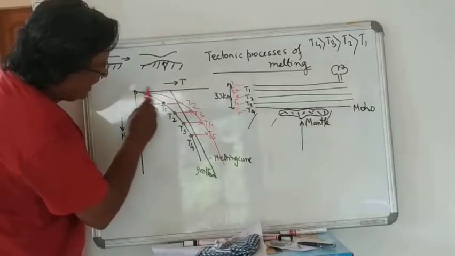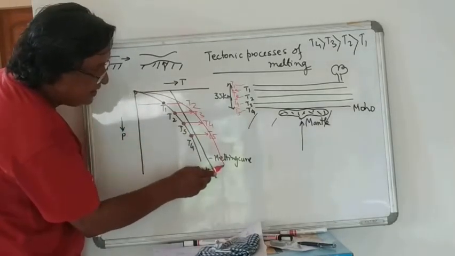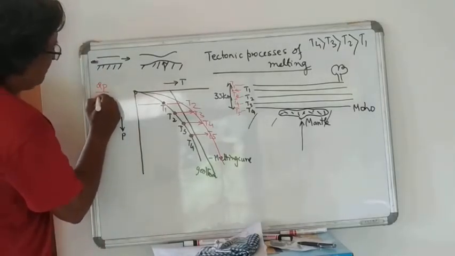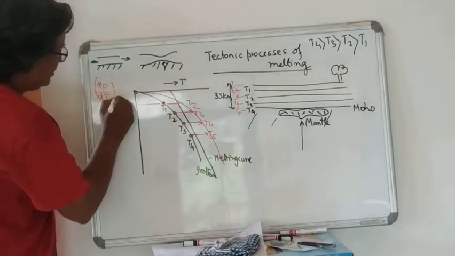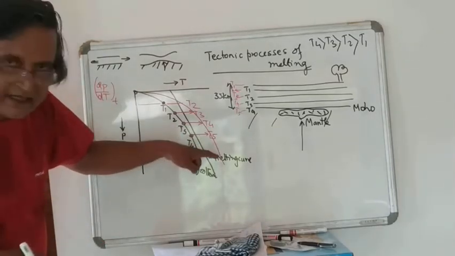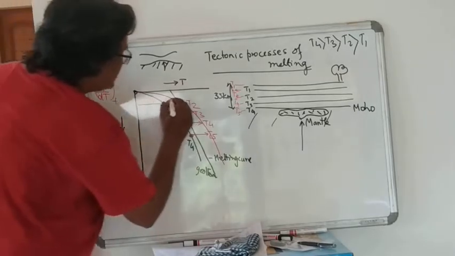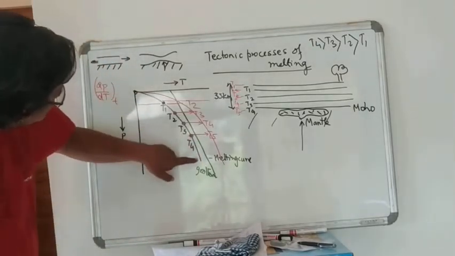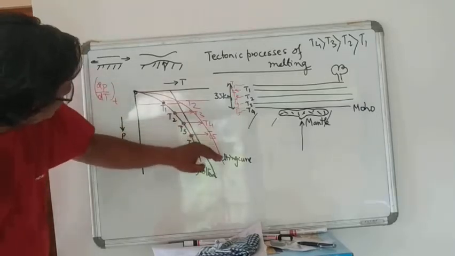So after a particular time t, you remember, the geotherm was dP by dt at a particular t. Now if you change it to another t, it will have a different geotherm. And now look at this position, this cutoff position. Before, the geotherm was like this, but after that the geotherm became like this.